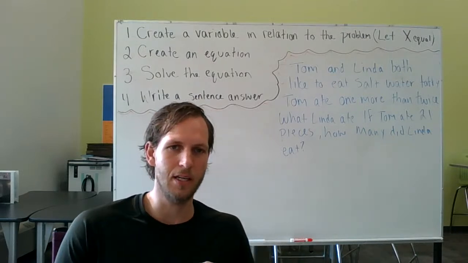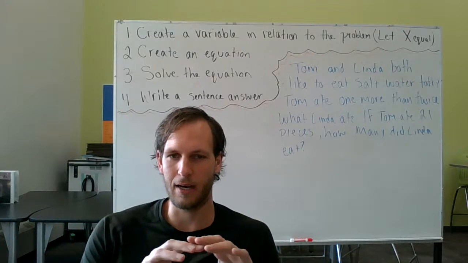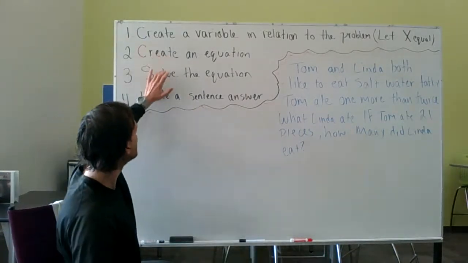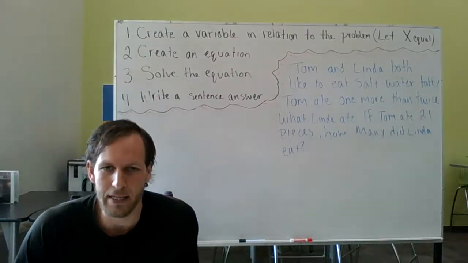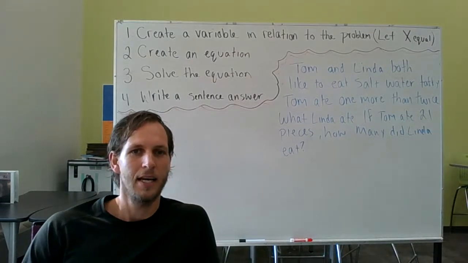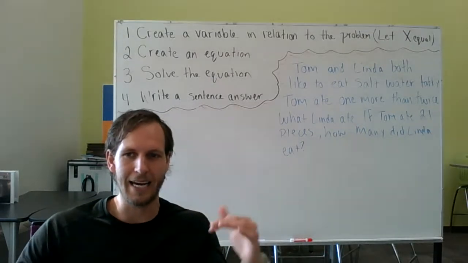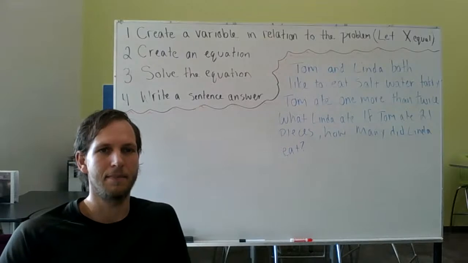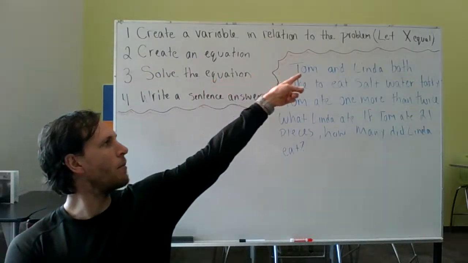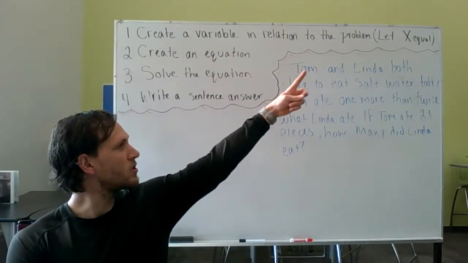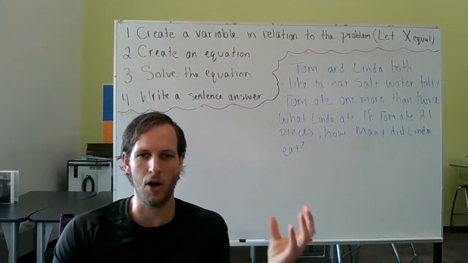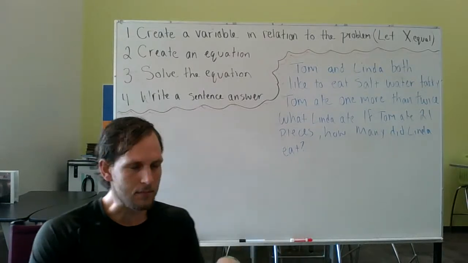Whenever you're dealing with a word problem in the umbrella of algebra, we're going to look at these 4 steps right here. I'm going to read them out to you, and tomorrow when you have a chance to show me a couple of these, I'll always give you these steps to guide you. First, create a variable in relation to the problem, which also means let x equal. First we're going to say, what do we not know? And that will be x.